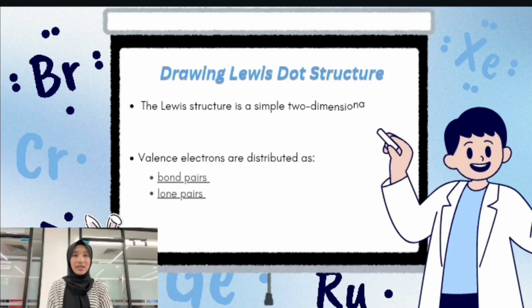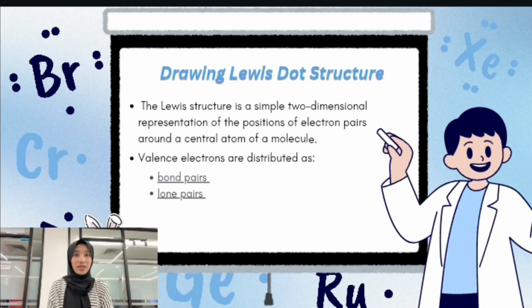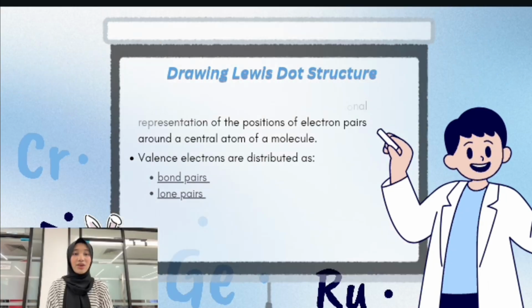So the next subtopic is drawing the Lewis dot structure. The Lewis structure is a simple two-dimensional representation of the position of electron pairs around a central atom of a molecule. Valence electrons are distributed as bond pairs and lone pairs.